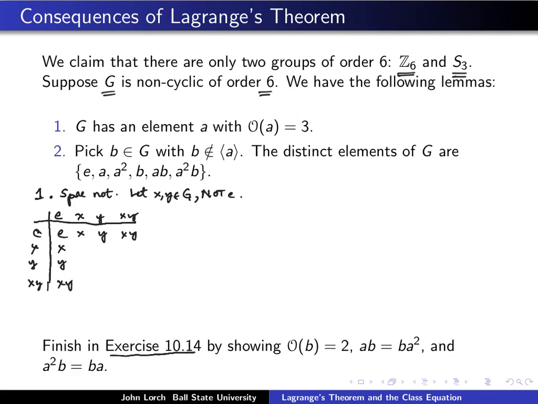Now, X times X must be the identity because the order of X, and in fact the order of any non-identity element, must be 2. So now X times Y is just XY. That is not the identity because we're assuming that X and Y are distinct, and X is its own inverse in here. So X times Y is not the identity. X times XY is just Y.